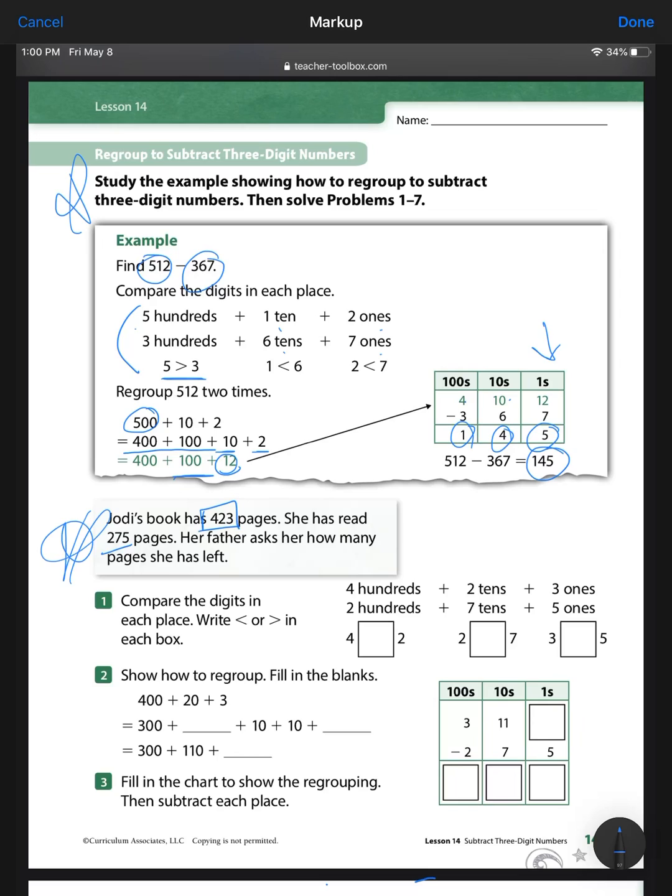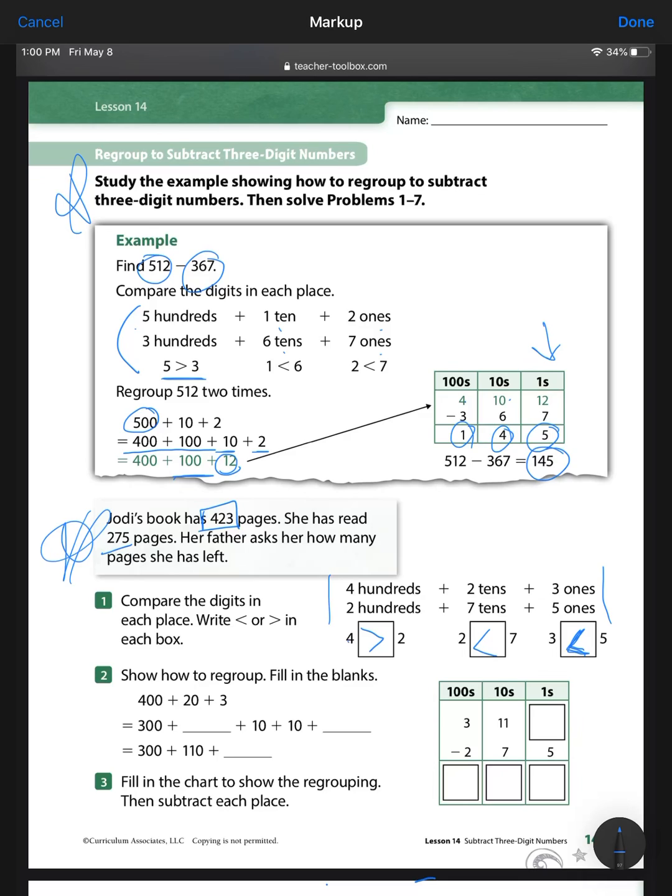Number 1, compare the digits in each place. Write less than or greater than in each box. So they've already written our numbers out for us in place value form. And we're just going to tell which numbers are bigger. 4 or 2? Which one's bigger? Great. 4 is greater than 2. Which one's bigger? 2 or 7? Yes, 7 is bigger. And last, 3 or 5? Which one is bigger? Right, 5 is bigger than 3, or greater than. So 3 is less than 5.